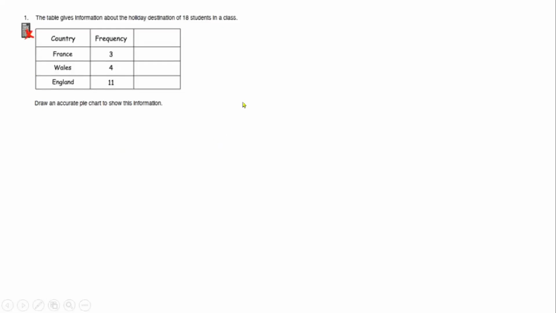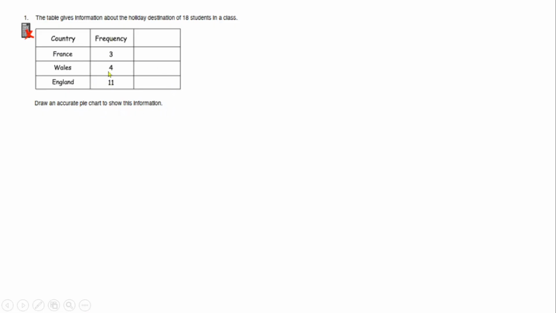Now for the first question you're going to be solving, we have that the table given gives information about the holiday destination of 18 students in a class. So we have 18 students in a class, and this data represents the way they spend their holiday. Some students went to France, some went to Wales, some went to England, and the number that went to France were 3, Wales 4, and England 11. So we have to draw an accurate pie chart to show this information.